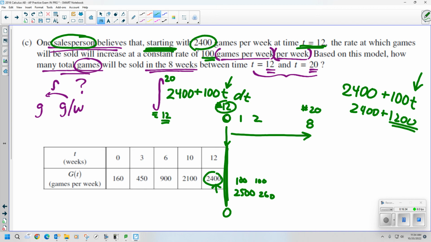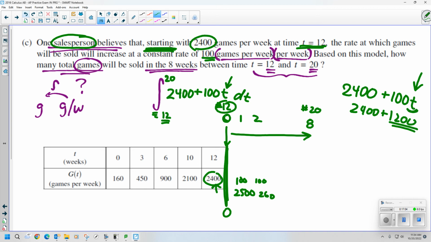So if I use this equation I have right here, the 2,400 plus 100t, I need to begin at 0 and go to 8. This takes care of the previous 12 weeks. All right? Now, what if you want to use 12 and 20? Then I somehow got to figure out how to make this a 0 when my t is 12.